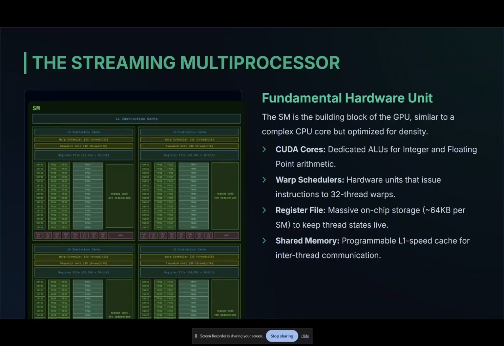This is how the register file works. On a CPU, you have 16 general purpose registers like RBX, RAX per core. An SM has a massive on-chip register file that holds the state of thousands of threads simultaneously. This is the key. Because every thread state is always live on the chip, the GPU can switch between threads instantly with zero overhead. No saving, no restoring, just switch. That's what makes everything else work.